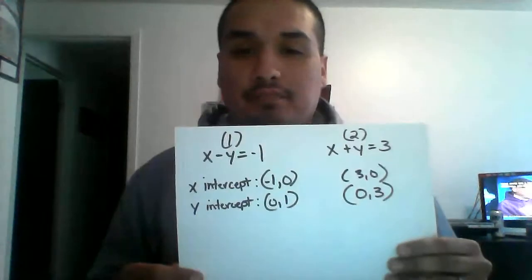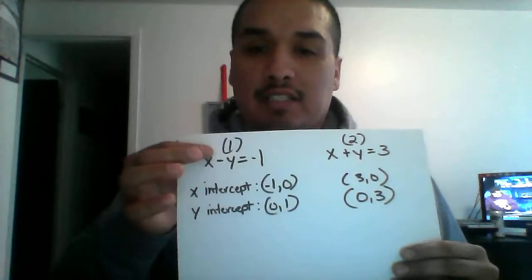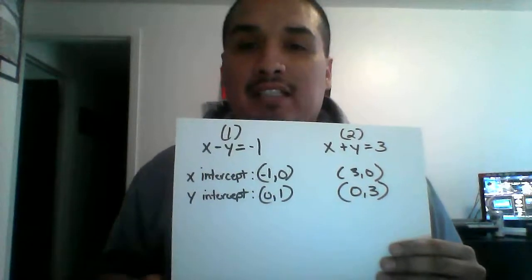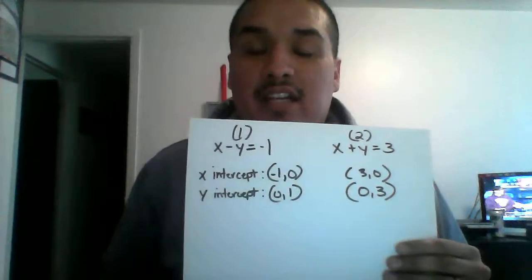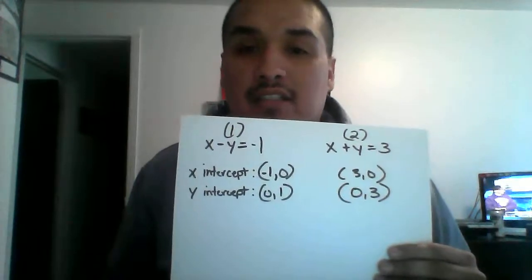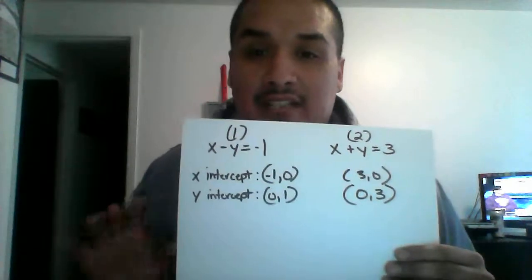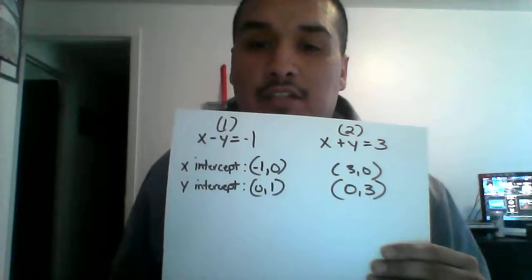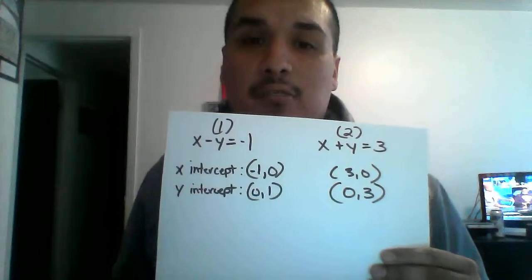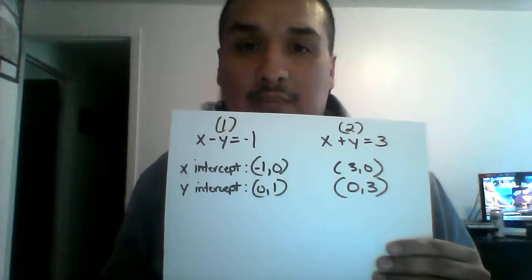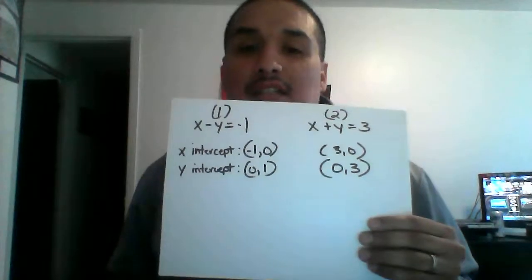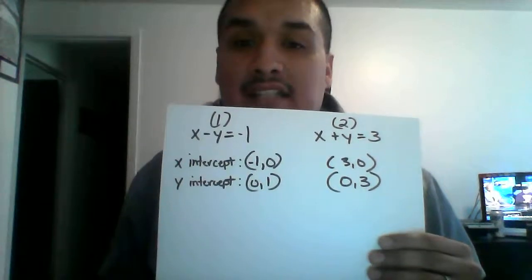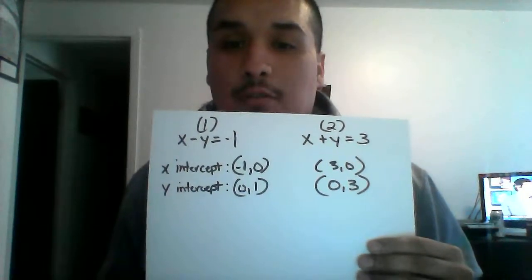For the first equation, x minus y equals -1, to find the intercept, we're going to start with x. I'm going to plug 0 in for y, and that cancels it out, leaving you with just x equals -1. So your x-intercept is going to be -1, 0, where the 0 is what I plugged in for y.